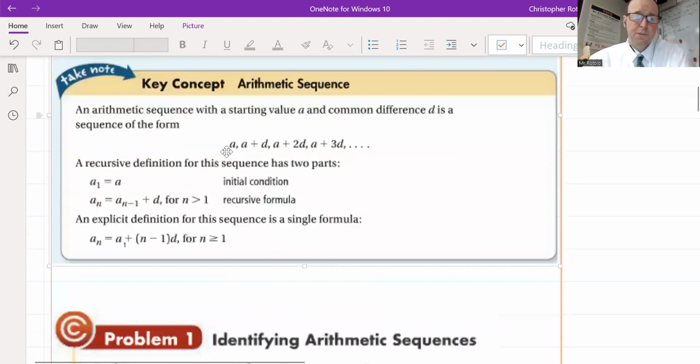So whatever we have, first term, a sub 1. Let's see if my pen will work here. Of course not.